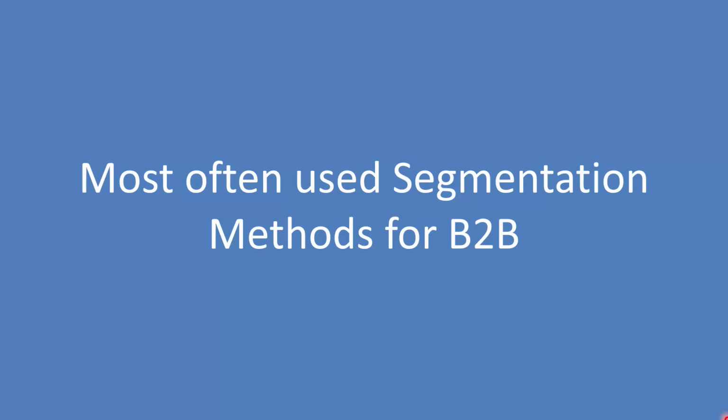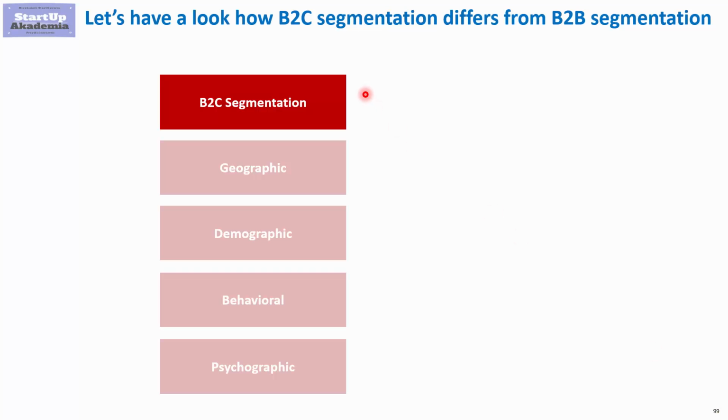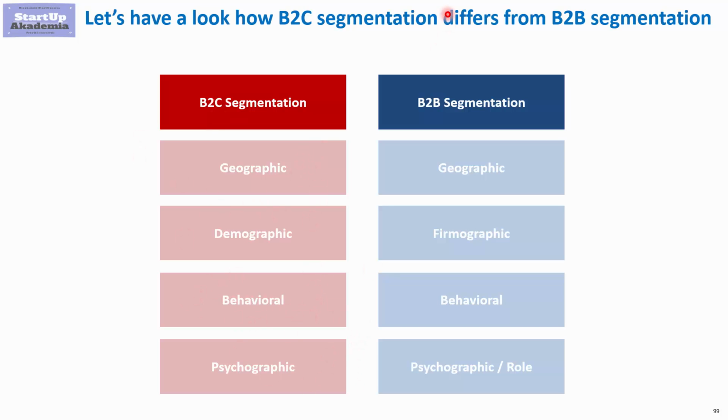Let's have a look at the most often used segmentation method for the B2B market. Just as a reminder, in B2C, we have used the following 4 types of segmentation: geographic segmentation, demographic, behavioral, and psychographic. In B2B, we have a similar concept. So geographic, instead of demographic, it's called firmographic, and the rest is roughly the same.